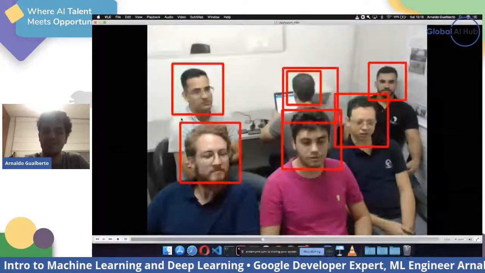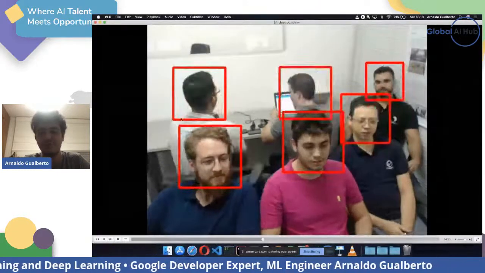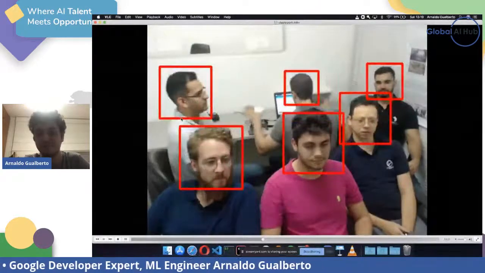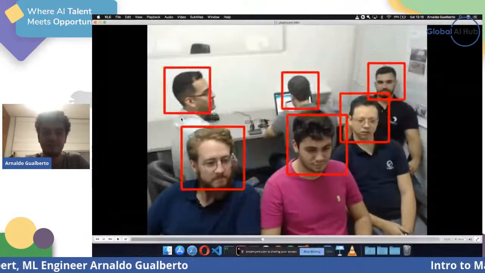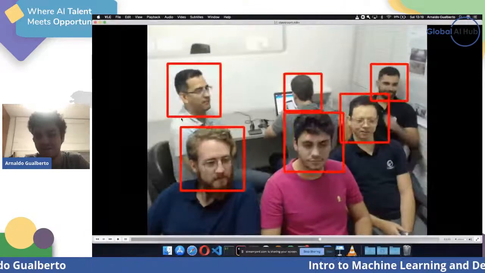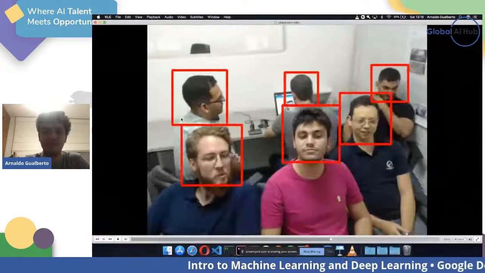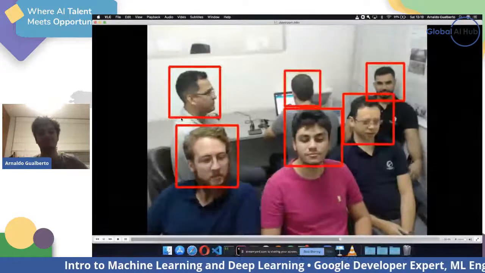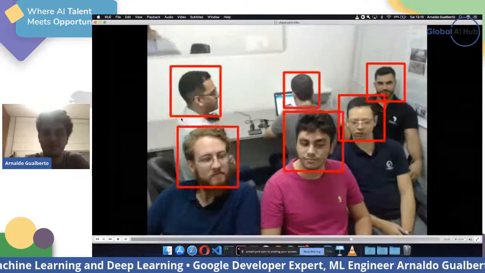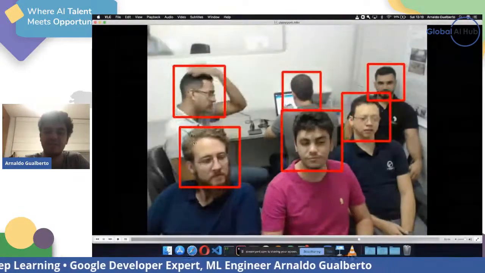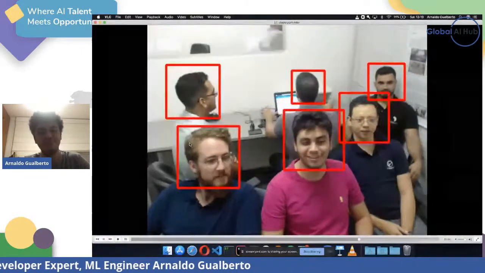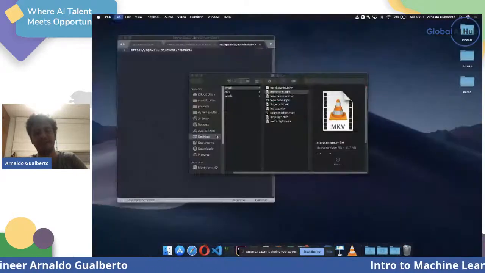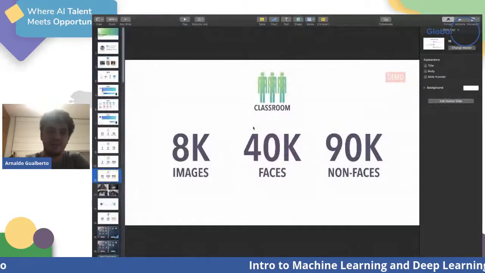So it can detect faces in frontal positions, in side position, in back position, and it was better than the OpenCV detector, for example. So I think we increased our results by a lot using this machine learning detector for faces, and that's it.